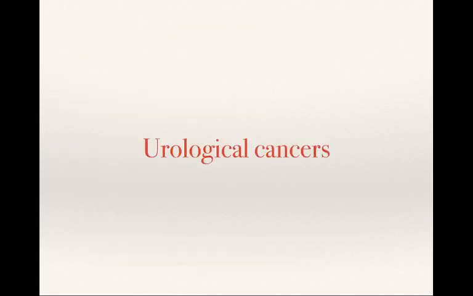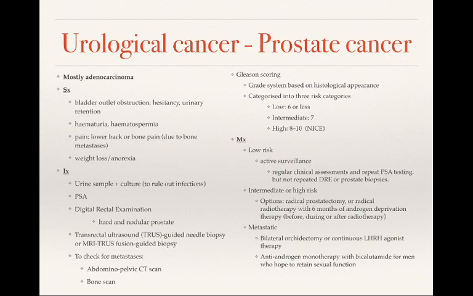So that's it with LUTS. And now let's move on to urological cancers. So first up, prostate cancer. Prostate cancers are mostly adenocarcinomas. The symptoms are often due to bladder outlet obstruction, so they may have hesitancy or urinary retention. They can also present with hematuria or hematospermia. Prostate cancer is one of those cancers that can metastasize to the bone, so the patient may have lower back pain or even bone pain. They will also have weight loss/anorexia.